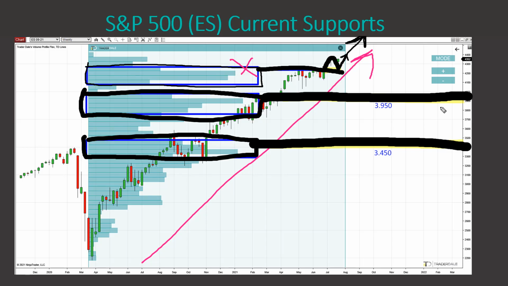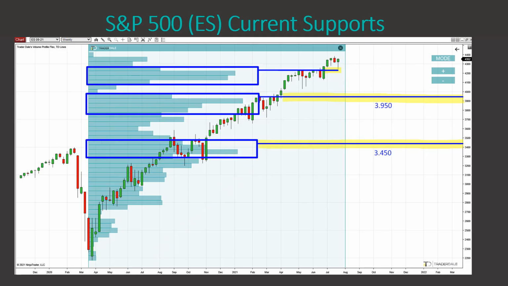And if you want to invest in this index, then again, what I advise you is take first half of the position in here, second half of your position in here. All right, so those are currently the strongest volume-based supports, which I see from the long-term point of view on the S&P 500 on the weekly chart.